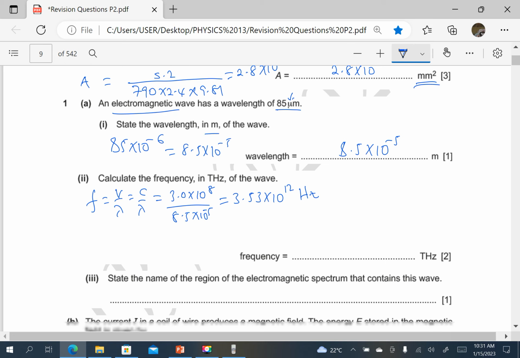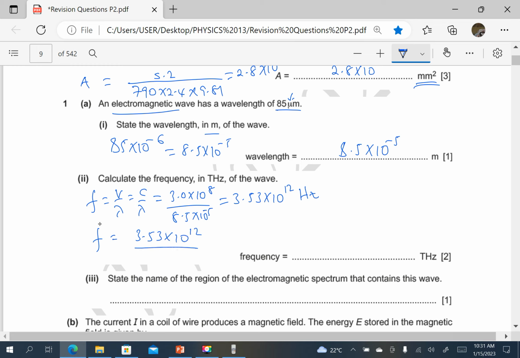To change it to tera, remember tera is 10 power 12. So to bring in a prefix, we divide by its value. So the frequency is going to be 3.53 times 10 power 12 divided by 10 power 12. So that is going to be 3.53, or approximately 3.5, because this one cancels with that.